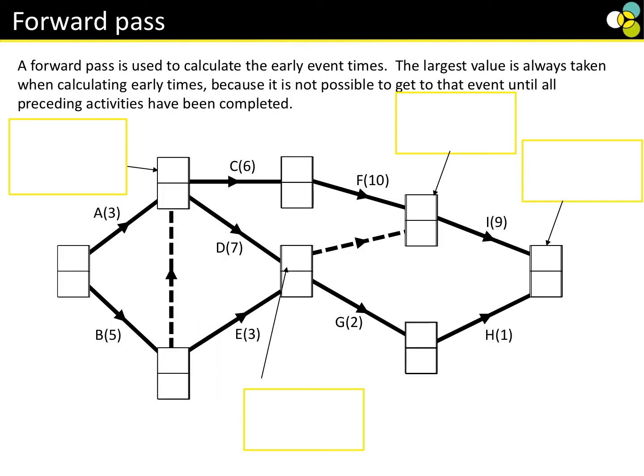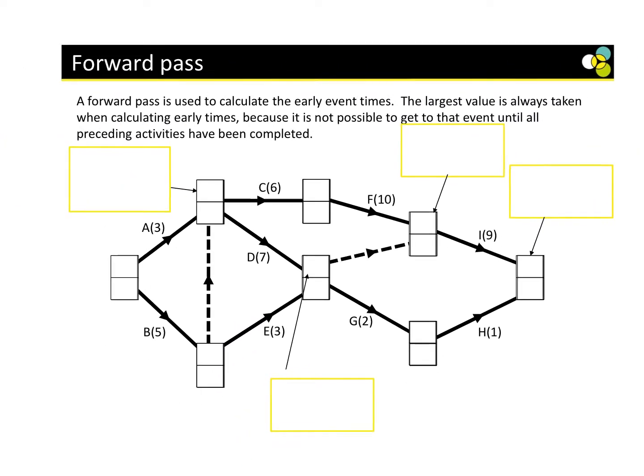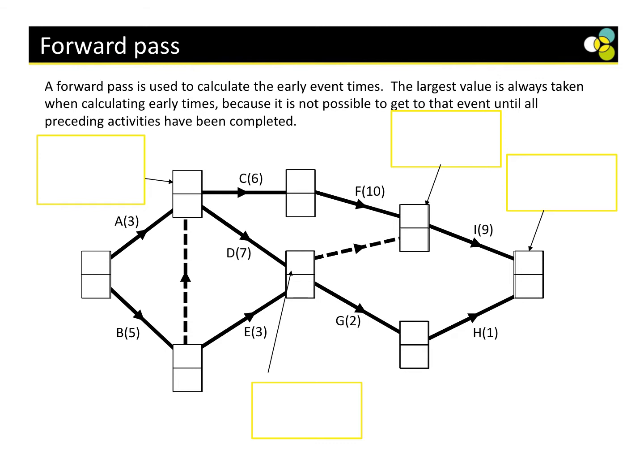Okay, everyone. What we are looking at is a forward pass, and it's going to calculate the early event times. Whenever we calculate early event times, we're using the largest value. So for example, let's start. Whenever we start, we always start at 0. We're just going to focus on the top row of each box. Is everyone happy with that? Yeah. So we start at 0.